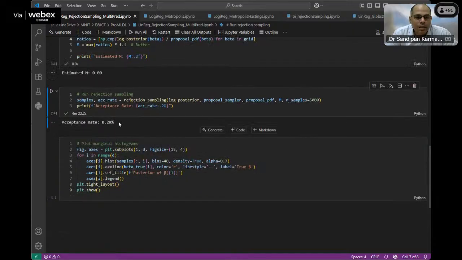So now it has come, the acceptance rate is 0.29%. Very poor. Very poor.